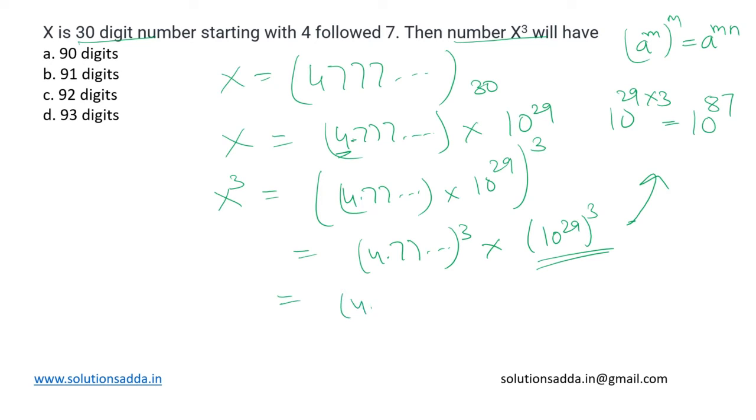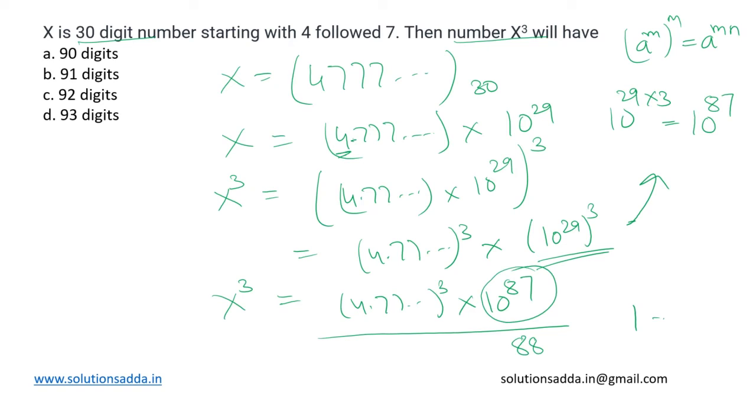So we have 4.77 and so on, cubed, into 10 to the power 87. This is the number x cube. Now how many digits is it having? This 10 to the power 87 is having 88 digits in total, because it will be 1 followed by 87 zeros. And how many digits will this number have?